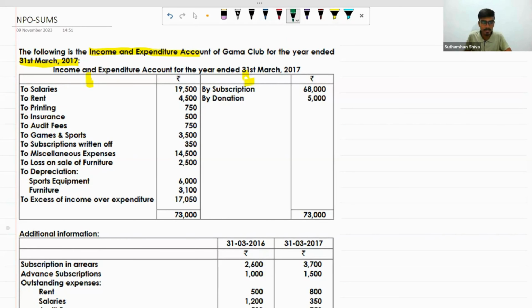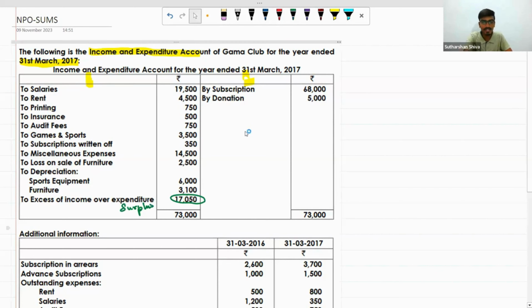Salaries is given, rent, printing, insurance, audit fees, games, subscriptions written off, miscellaneous expenses, loss on sale of furniture, depreciation they have given. Then they have given surplus. This is nothing but your surplus value.